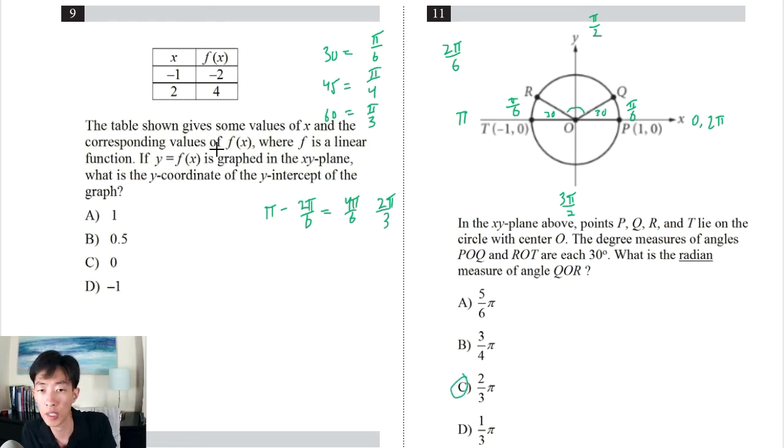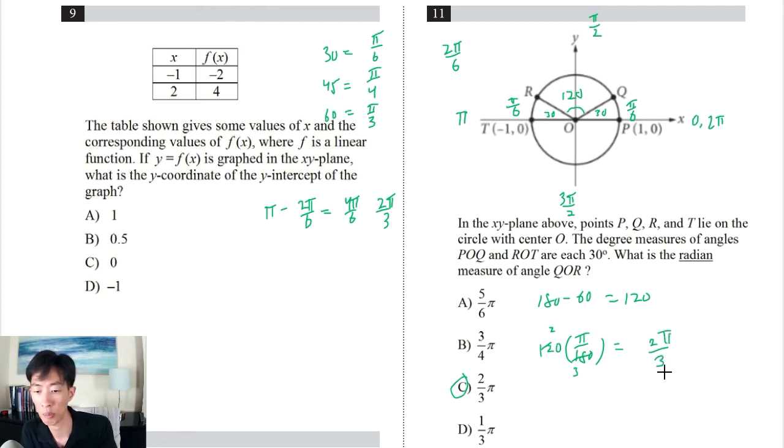Now let's say you didn't remember any of your quadrant angles or any of your common angles. You could calculate the degrees first and then just convert to radians. So again, from point P to point T, that's 180 degrees. So subtract 60 from 180, and then you're going to get 120. So in here, angle ROQ is 120 degrees. To convert from degrees to radians, you simply multiply by pi over 180. When you do that and reduce, you're going to get 2 pi over 3 radians also.